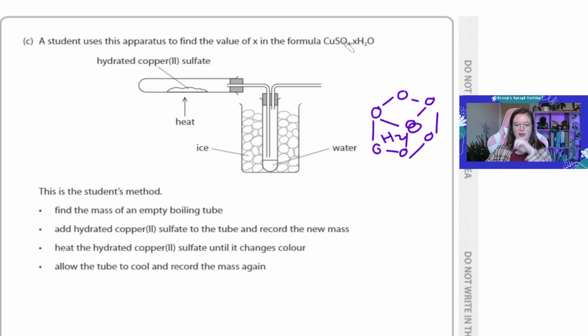So we're figuring out how many waters are fitting inside this molecule, which they have to get rid of. That's why the salt looks a bit fluffy, because water is inside the crystals and we have to get rid of it. And there we are. So this is the student's method. They found the mass of an empty boiling tube, this one here, added hydrated copper 2 sulfate to the tube and recorded the new mass. They've heated it up and evaporated the water off. They've turned this white, allowed it to cool and remeasured the mass. Look at how much water has left.